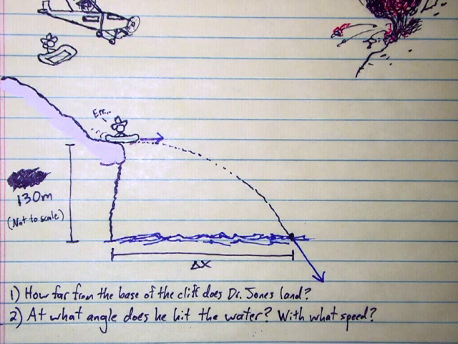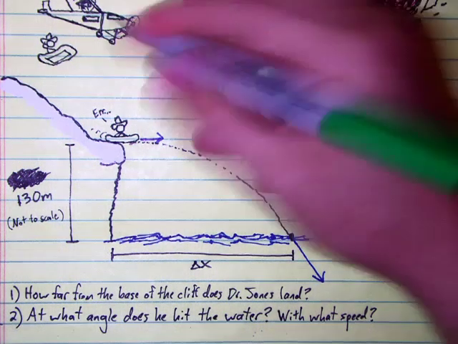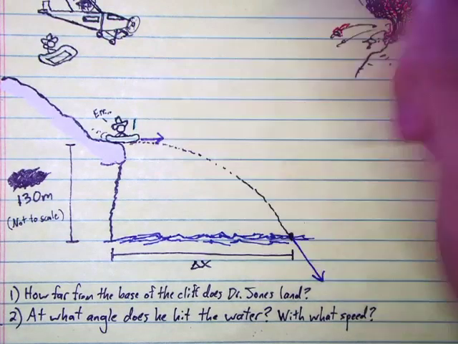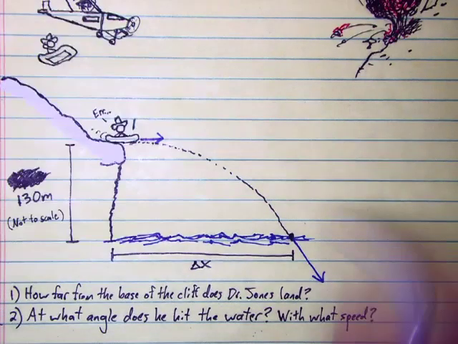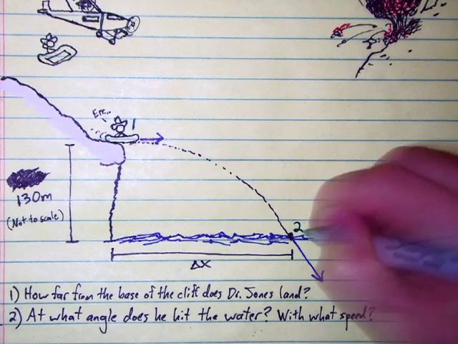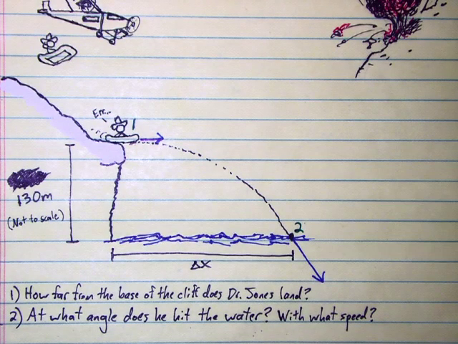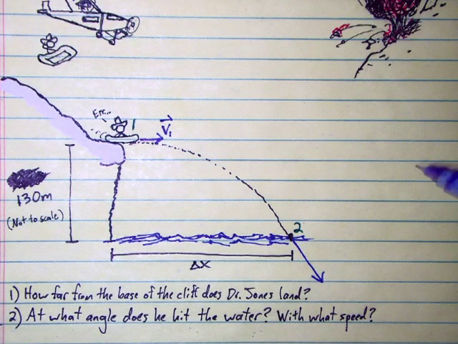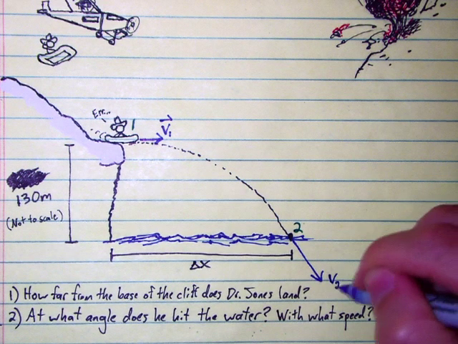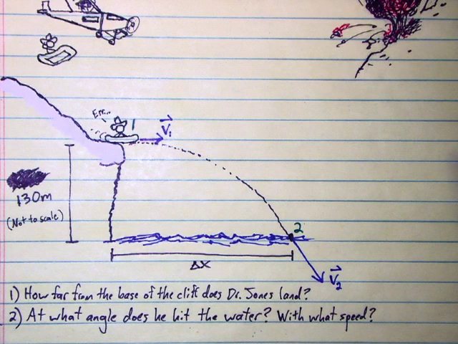Okay, so as always with projectile problems, we have to identify two events to consider. Event 1 will be the moment he leaves contact, launches horizontally from the cliff, and moment 2 will be when he hits the water right there. Now we can start identifying some more variables. This here is his initial velocity at moment 1, and this will be his velocity at moment 2. We want to know the angle at which he hits the water.